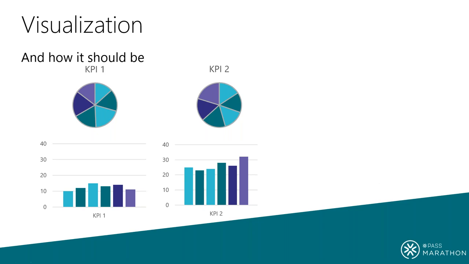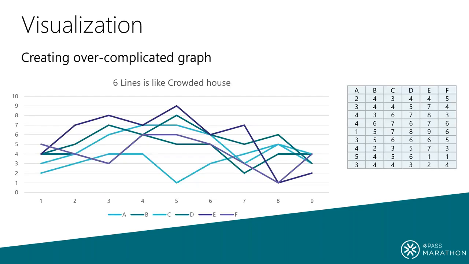Another thing that I've also seen is that you have six different variables, and those six variables have values from 1 to 5, and I've seen people doing something like this with a line chart. A line chart is reserved for a maximum of 2, let's say 3 variables, and 6 is definitely a little bit too crowded or overcomplicated.